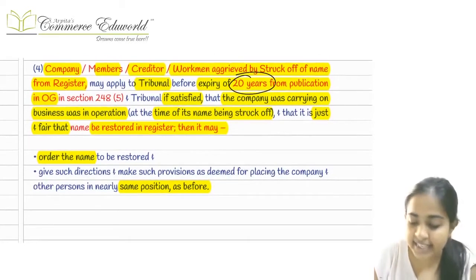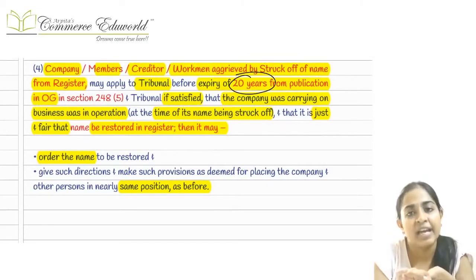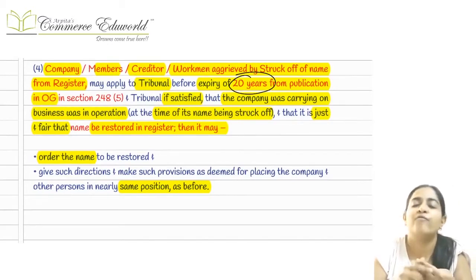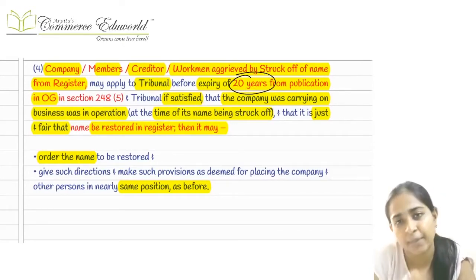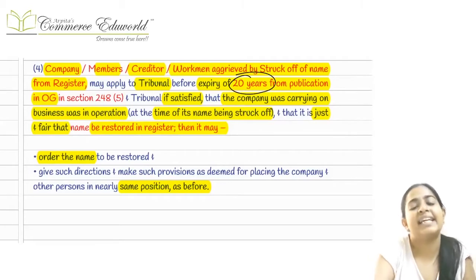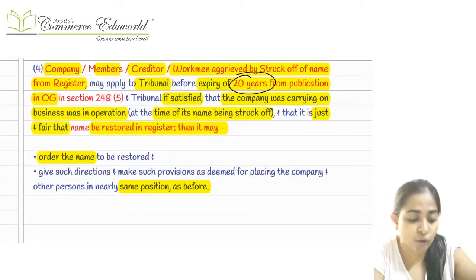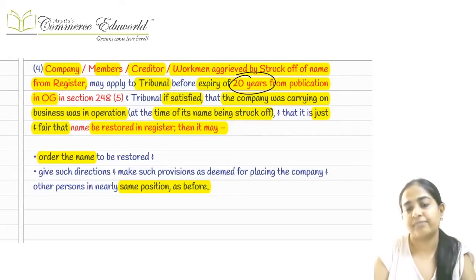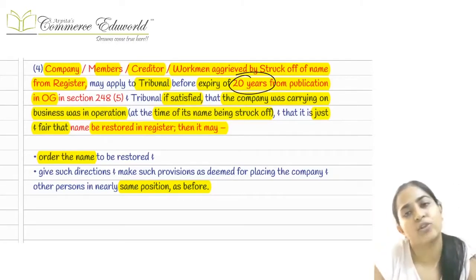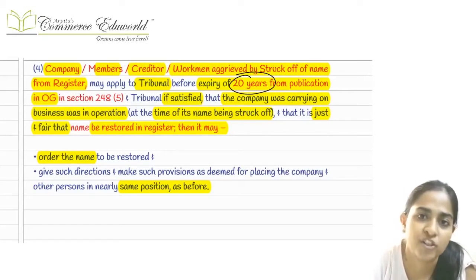And the last case where the members of the company, the creditors or the workmen, if they are aggrieved and if they convince the tribunal that, sir, our name was wrongfully struck, our company was in existence, the business was going on in a decent manner, and if the tribunal is satisfied, then in that case, if these people go and make an application within a period of 20 years from the striking date, okay, or 20 years from the date when the order was published in the official gazette, within 20 years, if they go and make an application, then in that case, the tribunal can order for restoration, and the company will be sent back to the original position.